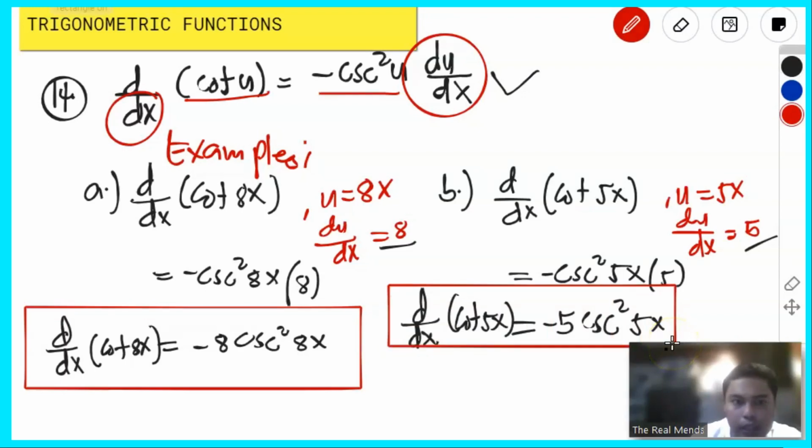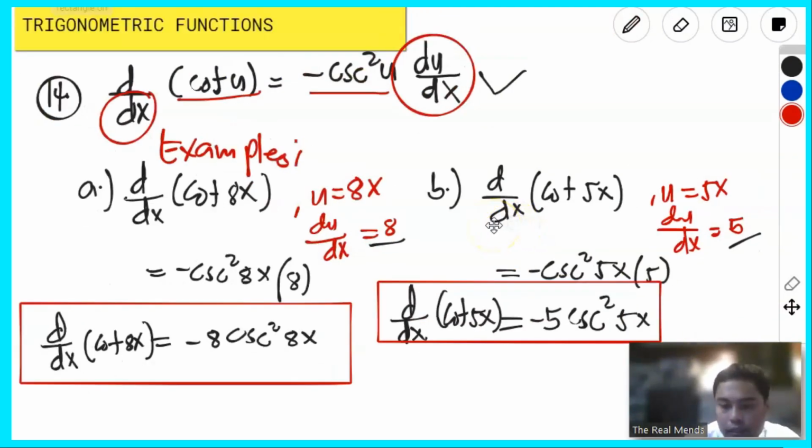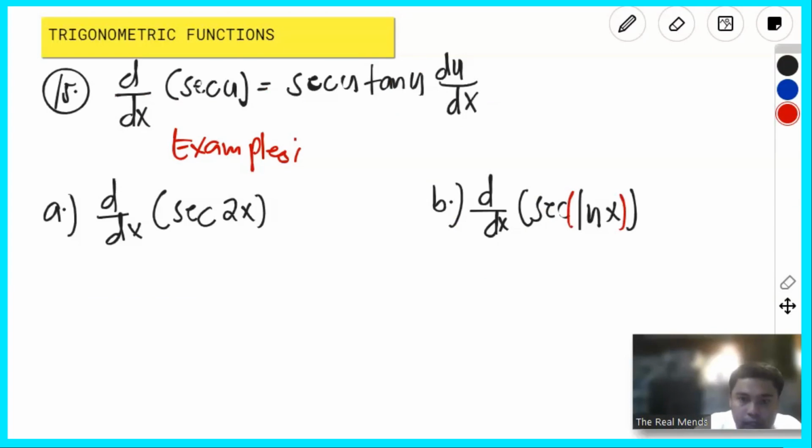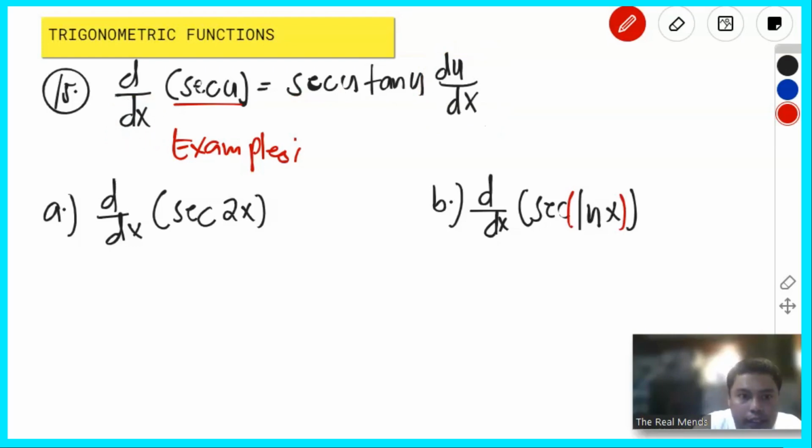Okay, from the next formula, okay, so that's how you're going to solve if you get the derivative of cotangent of any variable. Okay, from this one, get the derivative of secant of u with respect to dx. That is just secant of u, tangent u, and then du over dx.